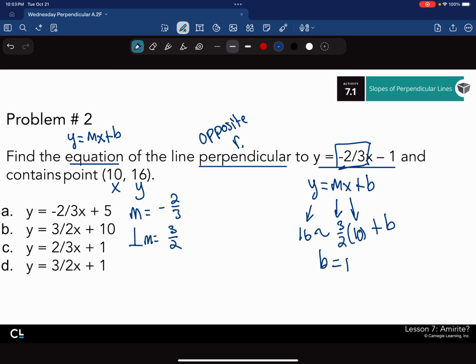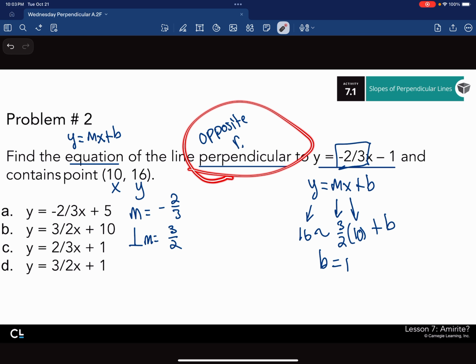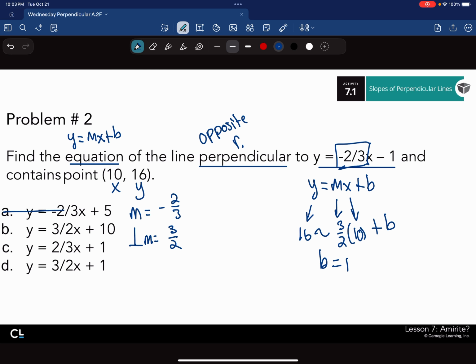And I forgot to do something. The first thing that I forgot to do was, we know that perpendicular means opposite reciprocal. So if my first slope is -2/3 and perpendicular means opposite reciprocal, we know it's not going to be the same. So we should have marked out A and, well, just A. And as soon as you changed it to 3/2, you could also mark out C.